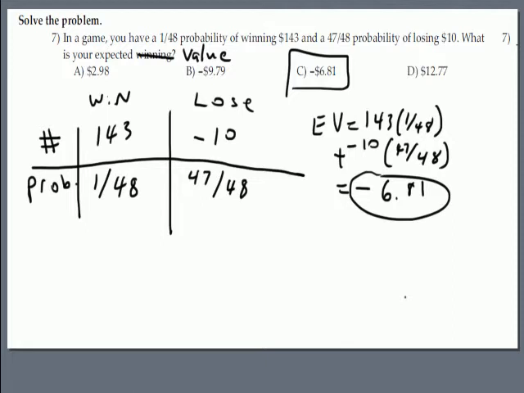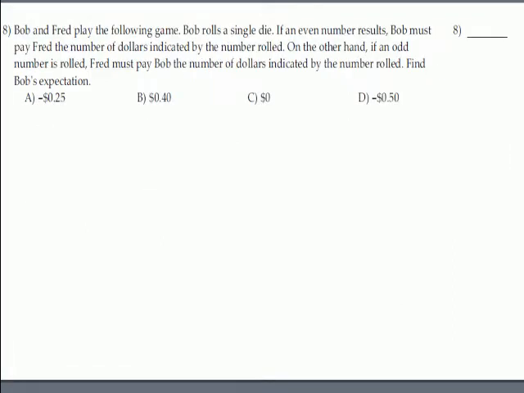Problems 7 through 10 on review for exam 2 version A are that type of problem, and let's look at a couple more. In 8, we're told Bob and Fred play the following game. Bob rolls a single die. If an even number results, Bob must pay Fred the number of dollars indicated on the number rolled. On the other hand, if an odd number is rolled, Fred must pay Bob the number of dollars indicated. Find Bob's expectation. One thing I'm going to stress here is Bob's expectation. So this is all about Bob. Any baby steps we need, we'll deal with Bob.